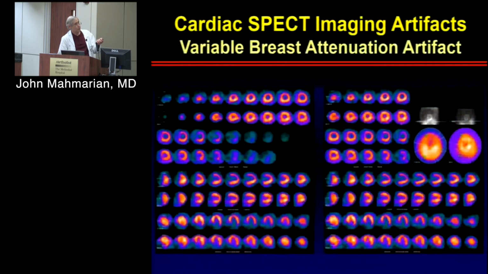This is just an example of a patient with varying breast positioning, where the breast was partially covering the heart in this stress image and completely covering the heart in the rest image. And it looked like the patient had an anterior perfusion defect, which filled in on rest imaging, and that was not the case at all. That look of ischemia was just due to the differential positioning of the breast.